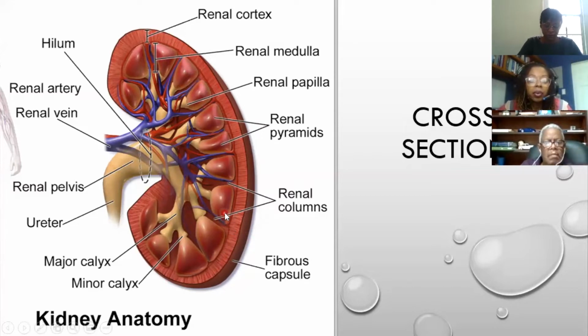And if you were to do a further cross section here, you'll see that it's even more complex. Then you start to see tubules and glomeruli, and even though it looks quite basic from the outside, it's quite a complex organ and a very important organ.